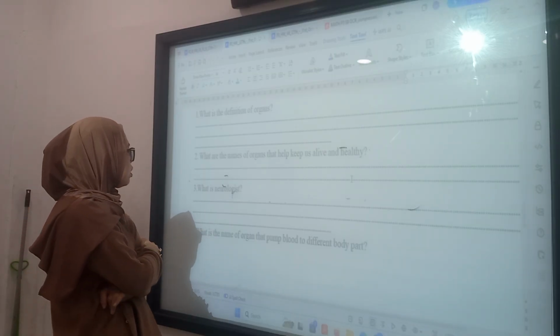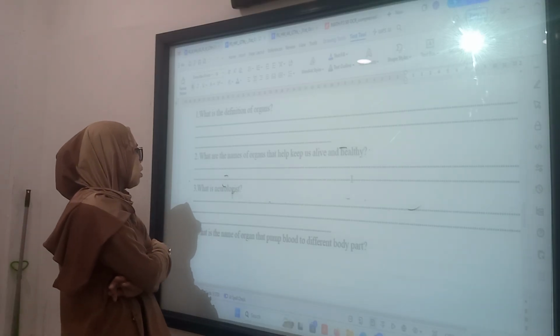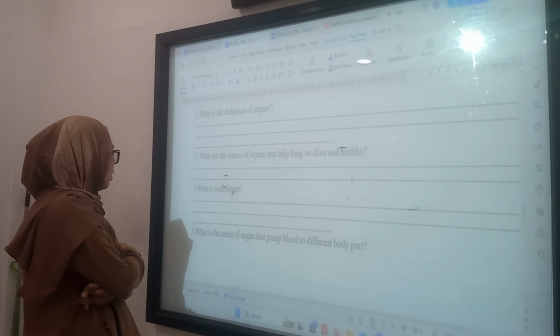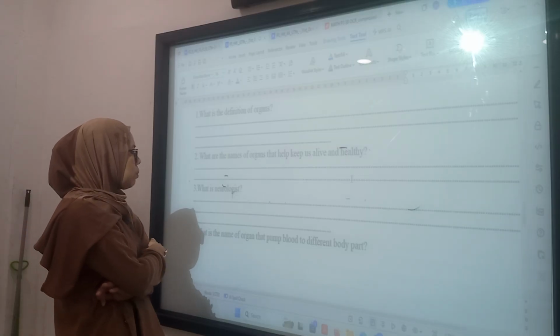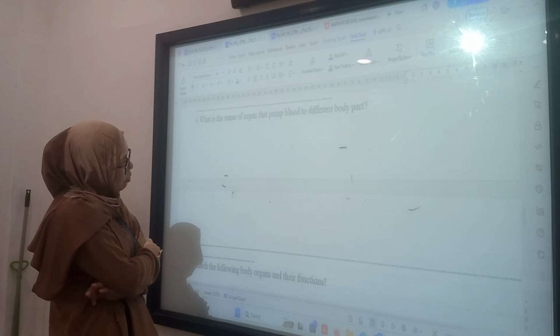And then what is a neurologist? A neurologist is a doctor that treats us for brain and nerve problems. And then what is the name of the organ that pumps blood to different body parts? This is the heart. Next one.